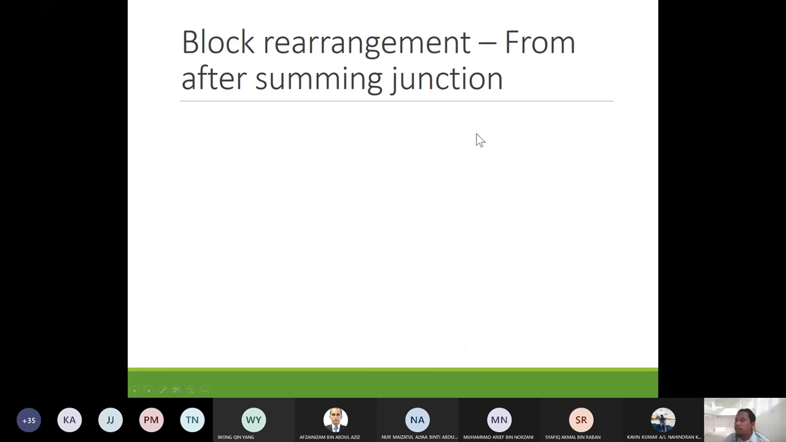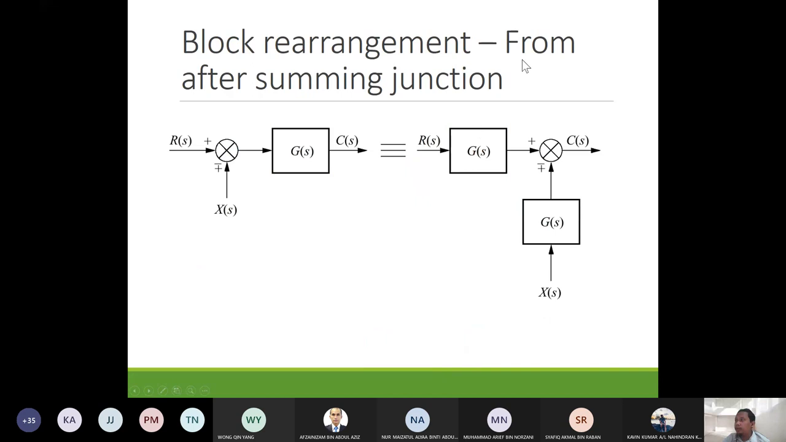So firstly is the arrangement when you want to move the summing junction, or you want to move the block from after the summing junction. If you look at the figure on the left here, the block is located after the summing junction. You want to bring this block before the summing junction.